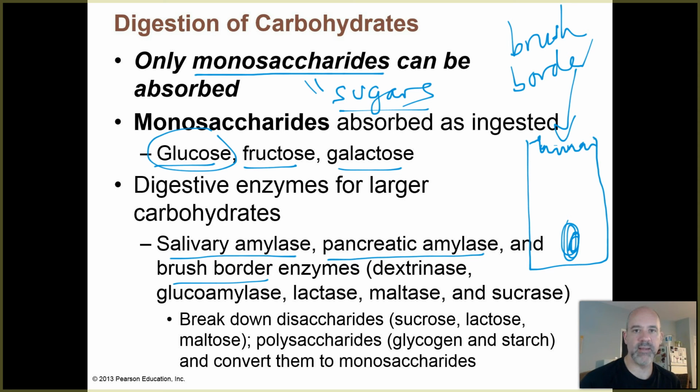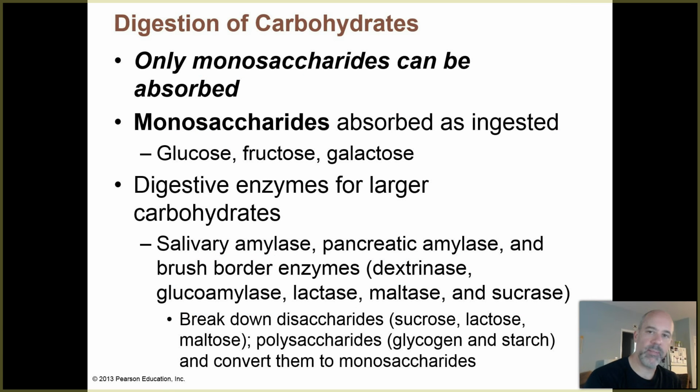Those are called brush border enzymes, and their job is to finish off the processes of chopping apart these chains into individual building blocks or molecules. So those include enzymes with names like dextrinase, glucoamylase, lactase, maltase, and sucrase. And no, we're not going to talk about what all of those do. Just keep in mind that enzymes are very specific about what they chop apart. So you need lots of different enzymes to chop apart very specific molecules as part of your digestion. Let's take a look at a couple of these though.